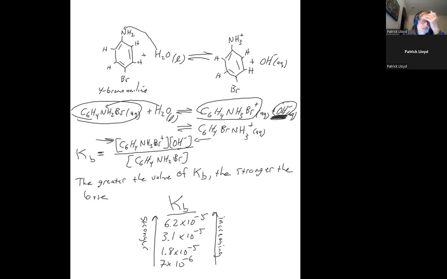And these values can get pretty small. You could have values that are all the way down to say like 3 times 10 to the minus 13. It's pretty small. You could have values that are even larger than 6.2 times 10 to the minus 5. But the point is, the stronger the base, the greater the value of KB is going to be.